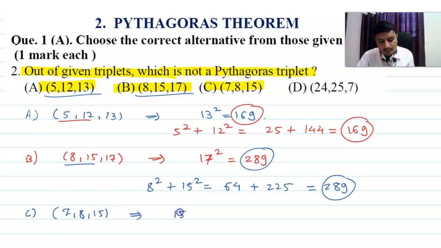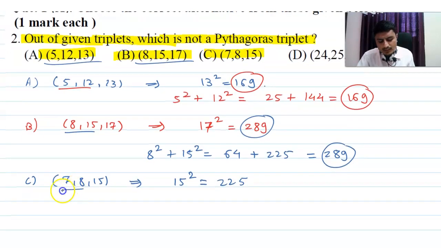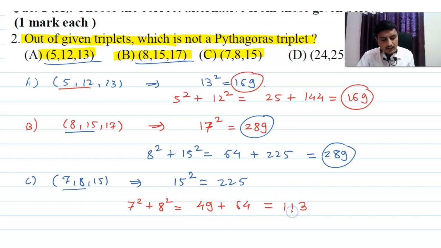Among them the greatest number is 15, whose square is 225. Look at the next two numbers, 7 and 8. 7 square plus 8 square: 7 square is 49, while 8 square is 64. Once we add them up, we get 9 plus 4 is 13, carry 1, 6 plus 4 is 10 plus 1 is 11. So here we get 113, which is not equal to 225, the 15 square.